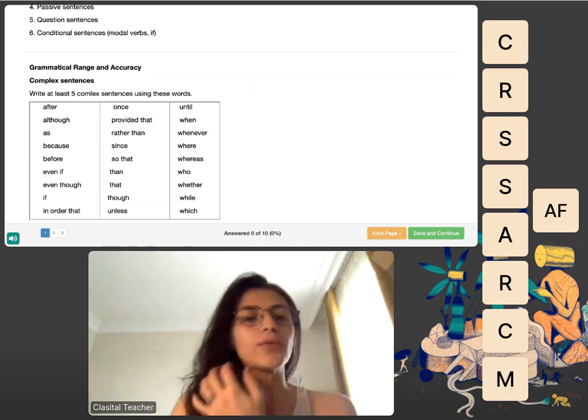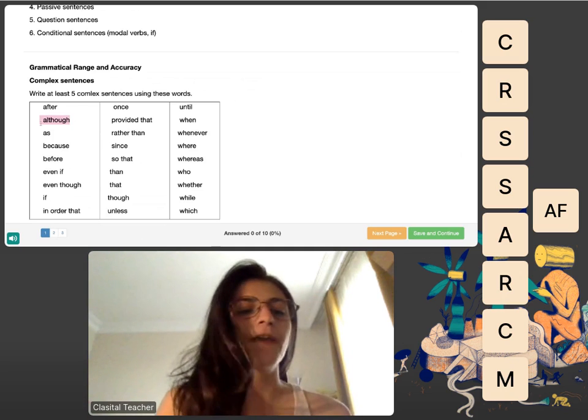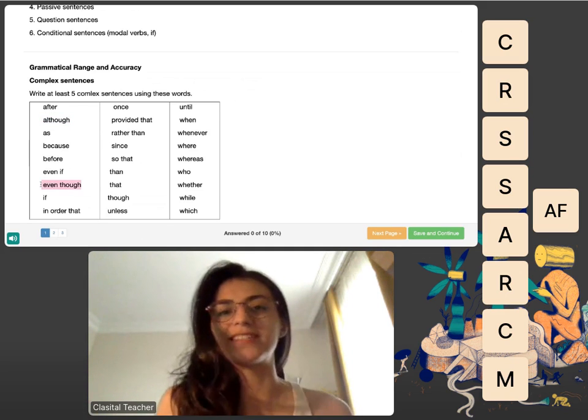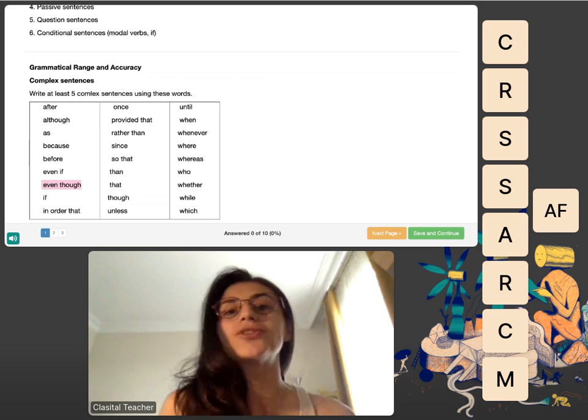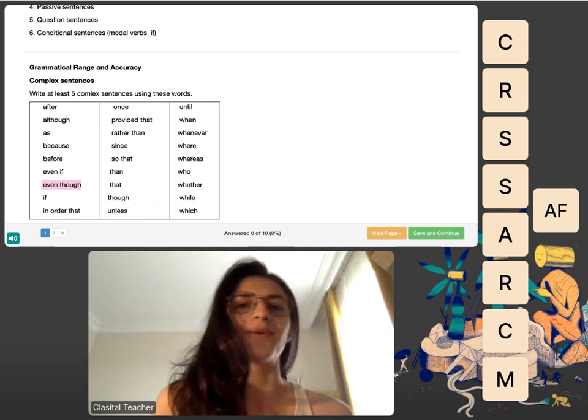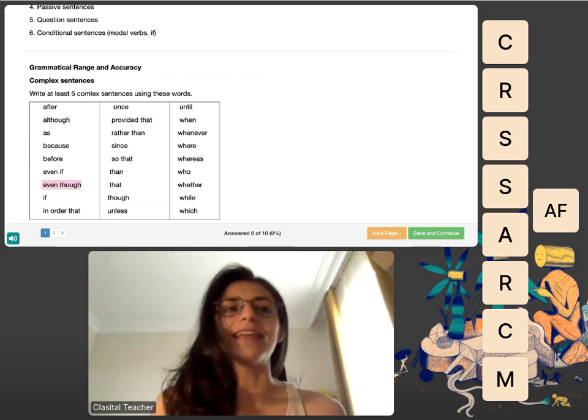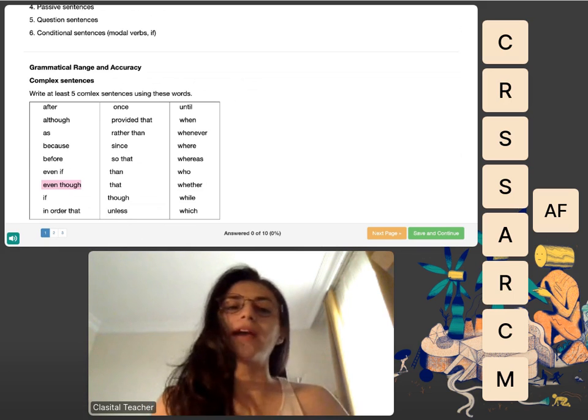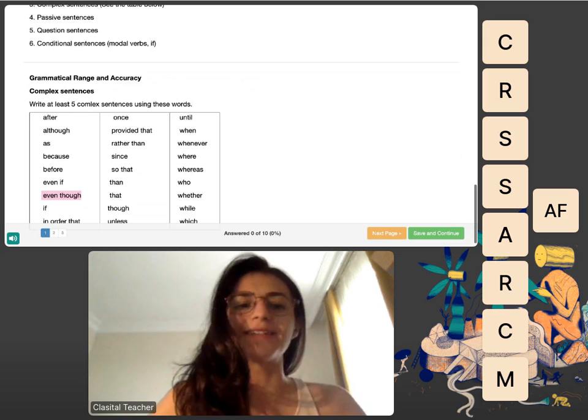For example, if you write although once, then you should write even though, which is a synonym for although, to show the examiner that you know how to use the synonyms of the linking words as well, because then the examiner will know that you have a wide range of grammatical knowledge, right?